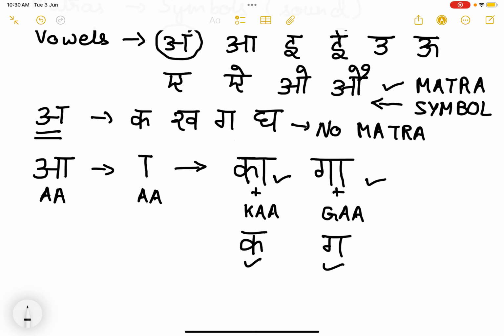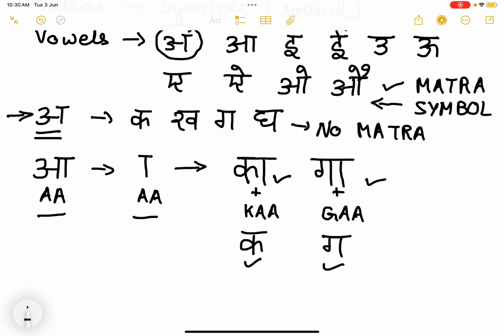Okay, so why do we need a matra? Let's come back to that same question. Every vowel has a symbol which represents it. Not every vowel, except the first one, except a, all the other vowels have a symbol which is known as a matra. This matra carries the same sound as the vowel. Now, this matra is placed after a consonant to form a syllable, to connect the vowel sound with the consonant.